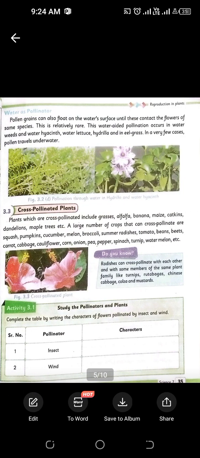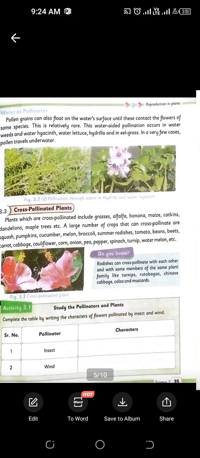Then we have water as a pollinator. Pollen grains can also float on water surfaces until they contact the flowers of the same species. Water pollination occurs only in water, for example, in the hydrilla plant and in water hyacinths. Okay. Cross pollinated plants include banana, maize, cucumber, pumpkin, melon, broccoli, tomato, radish, beans, cabbage, cauliflower, spinach, pepper, onion, corn, watermelon. These are all examples of cross pollinated plants.